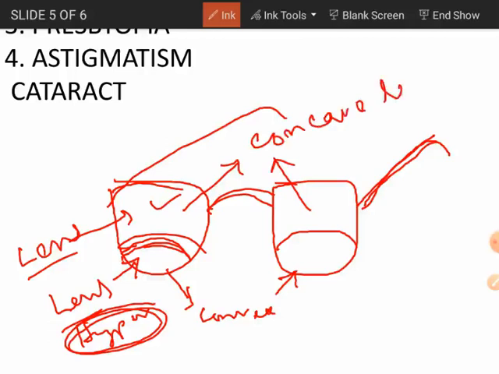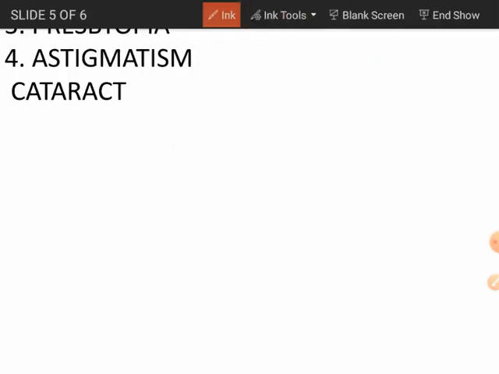Concave lens of suitable power will be used in the upper part of that bifocal lens, and the lower part will be of convex lens of suitable power. Got it? Don't forget this one. This is very important, right? Let's go to the next part.